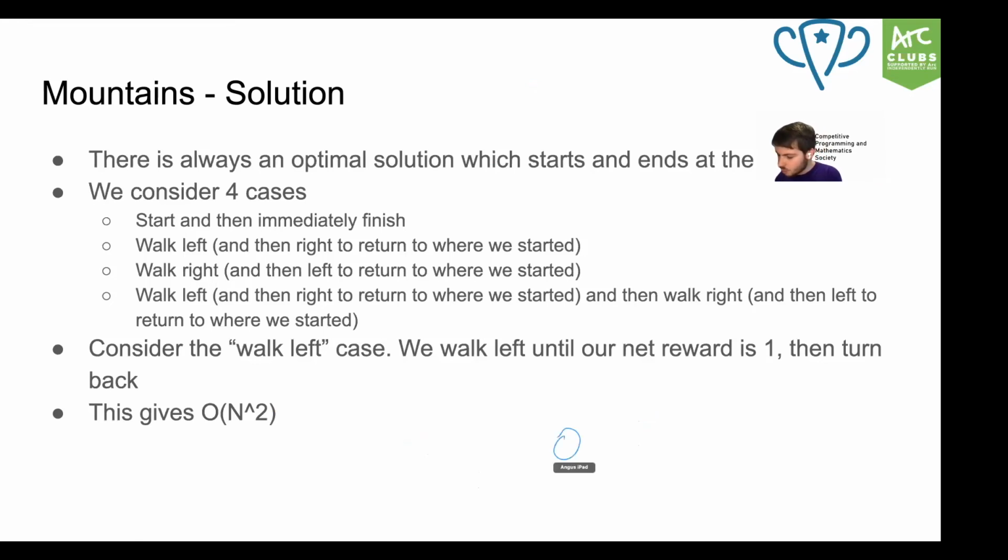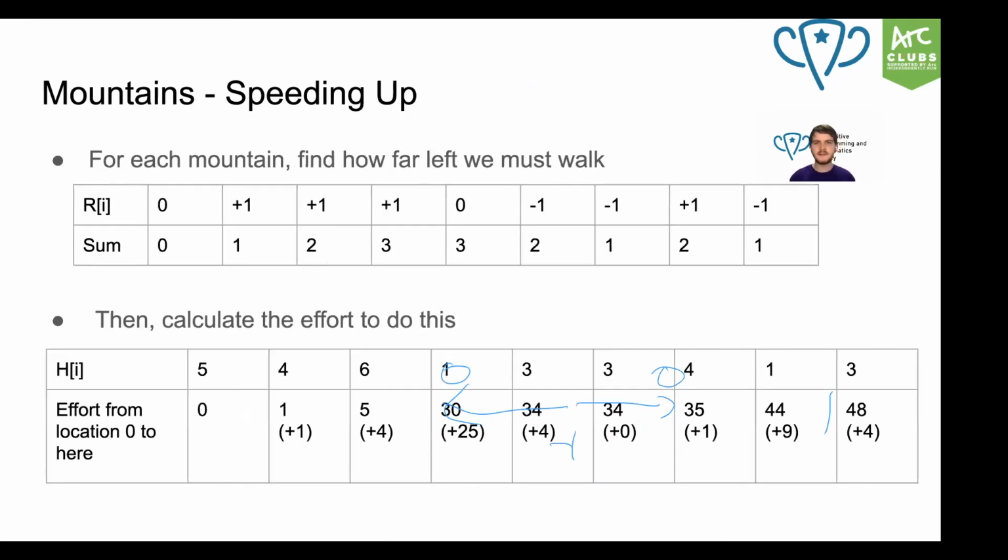We just walk left until our reward is -1. We just walk left until our reward is 0. And we walk right until our reward is 0. And obviously the total reward will be 1 because of this double counting here. And in the same way, we can calculate the cost of doing that and give us an order n squared solution that will get us half of the points. But we want to do better than that.